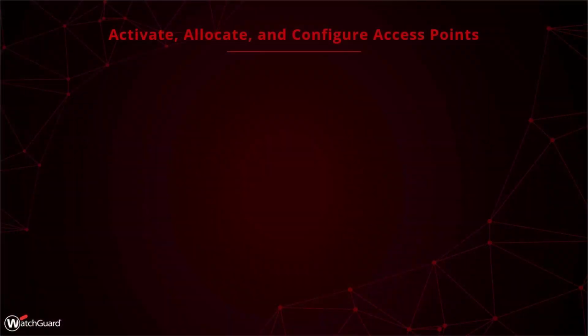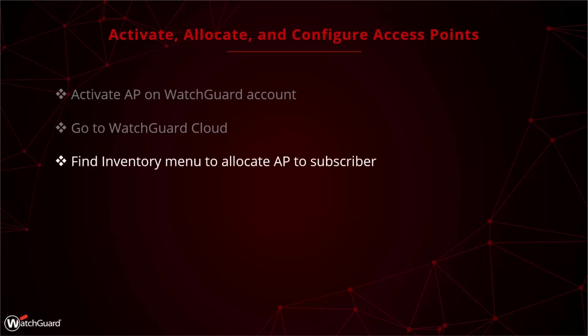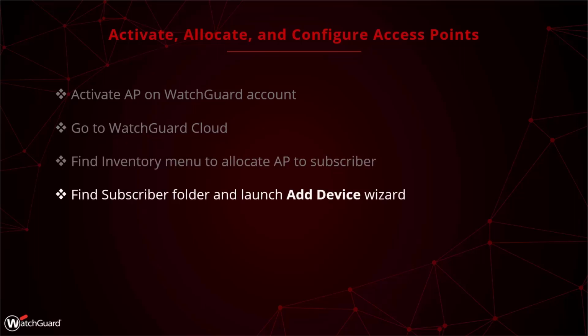Here's the general outline for getting started. First, you activate the AP as usual with your customer or partner account. Then you log into WatchGuard Cloud. That's where you allocate the device to a subscriber account and set up an expiry date for reminder of renewals. Then you move to the subscriber view to locate the device and complete the wizard.